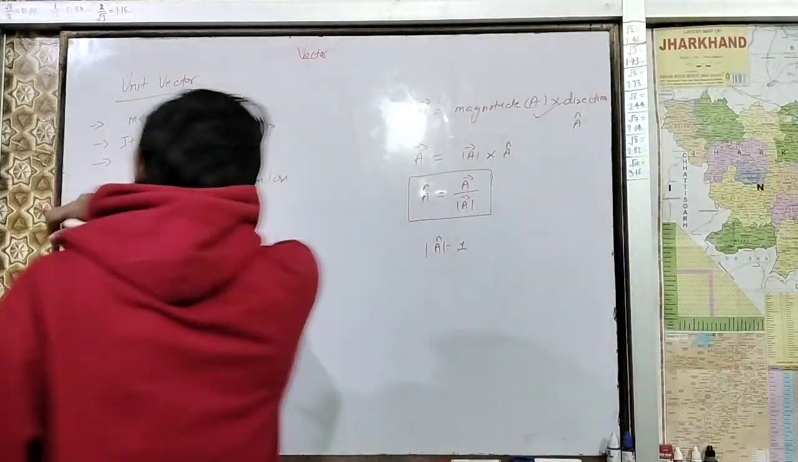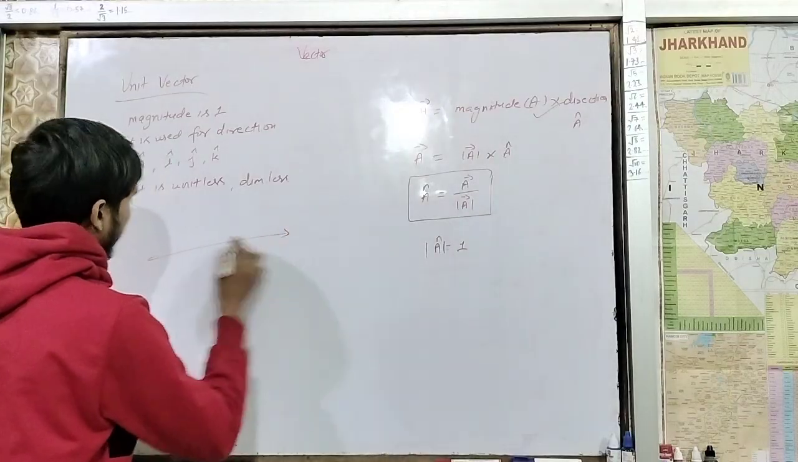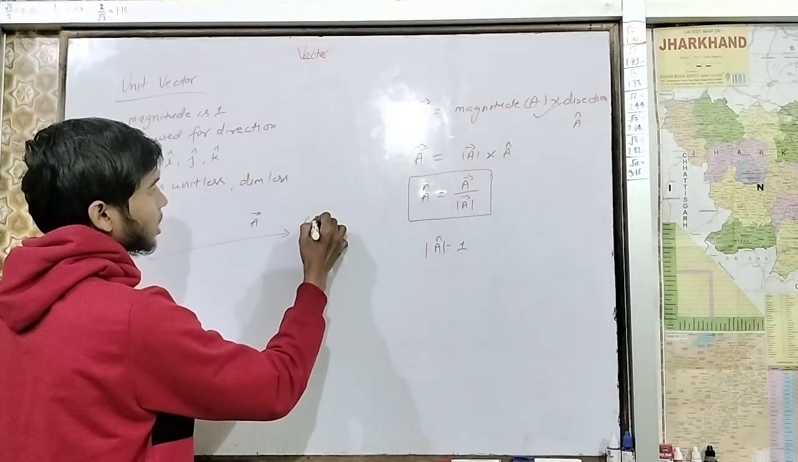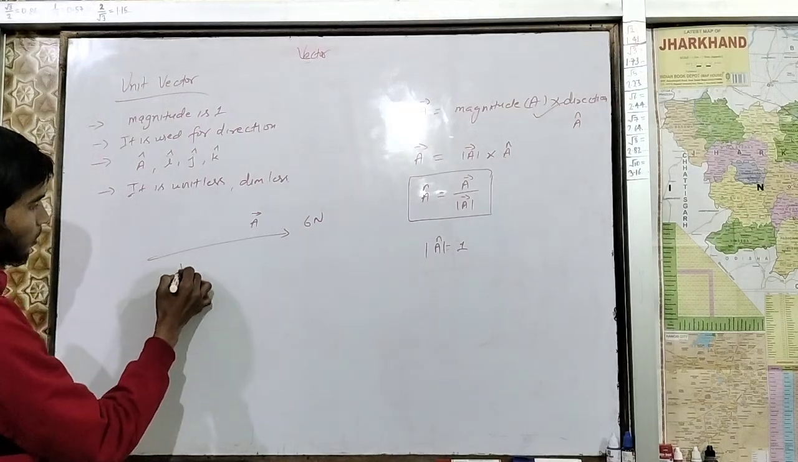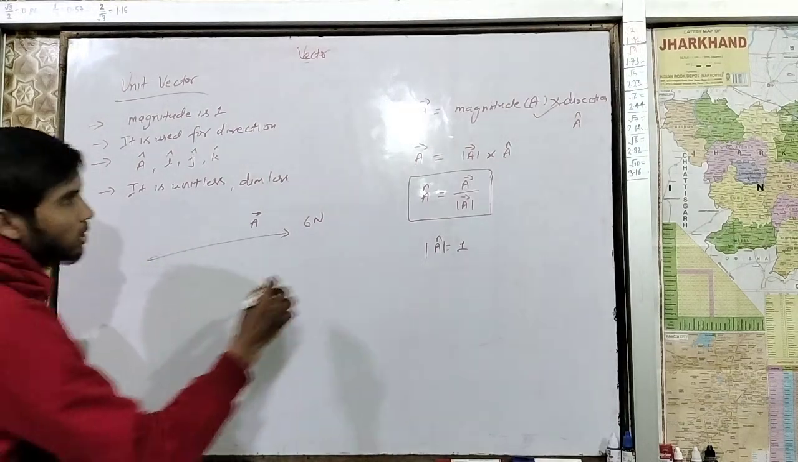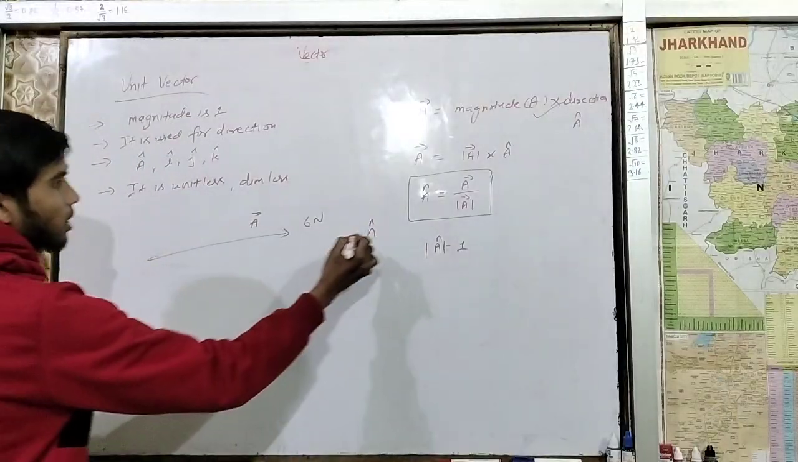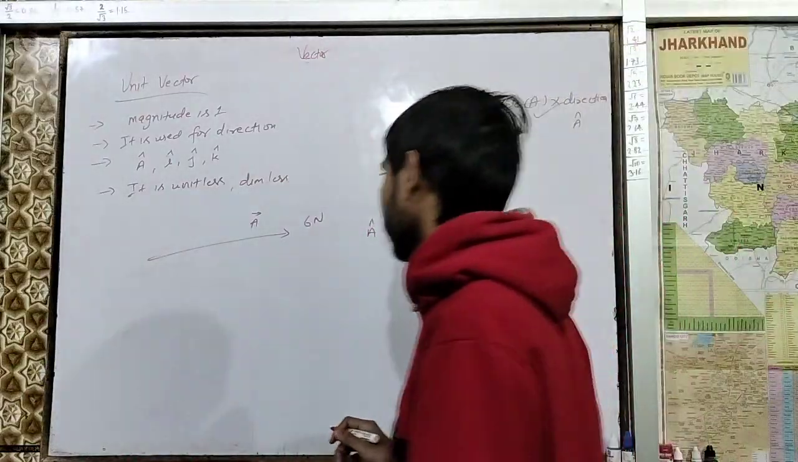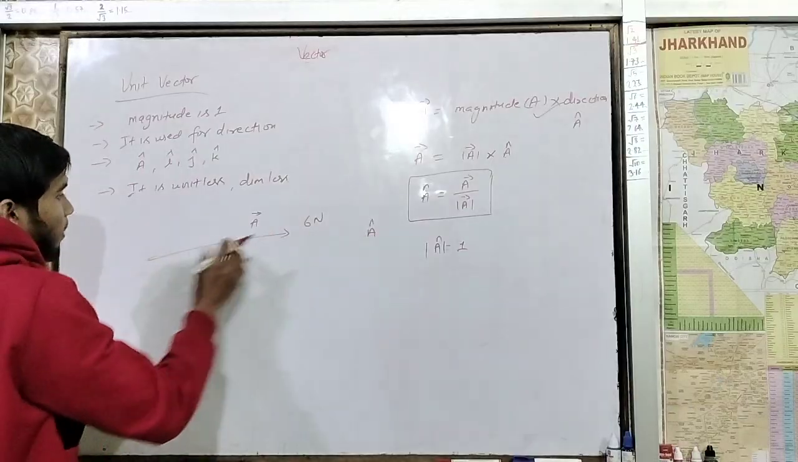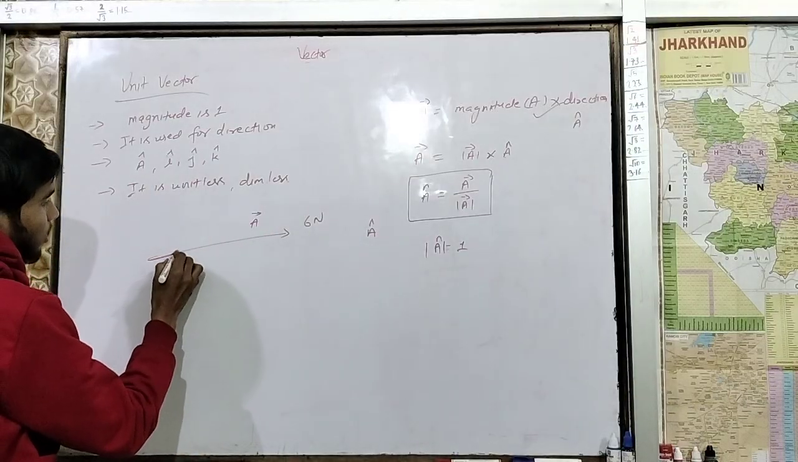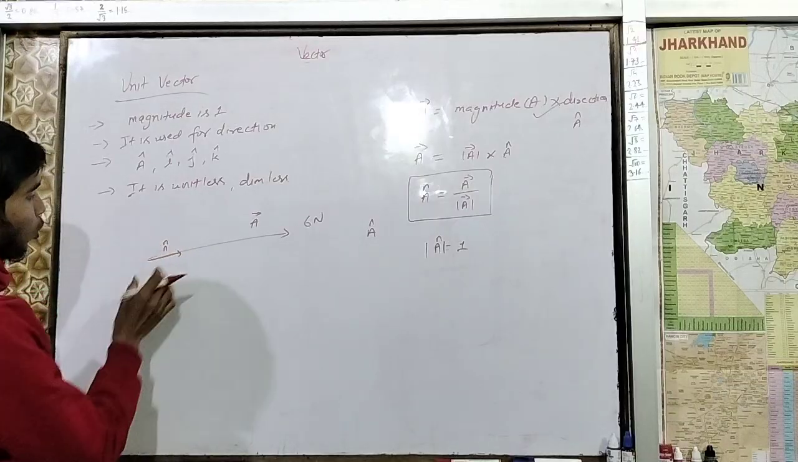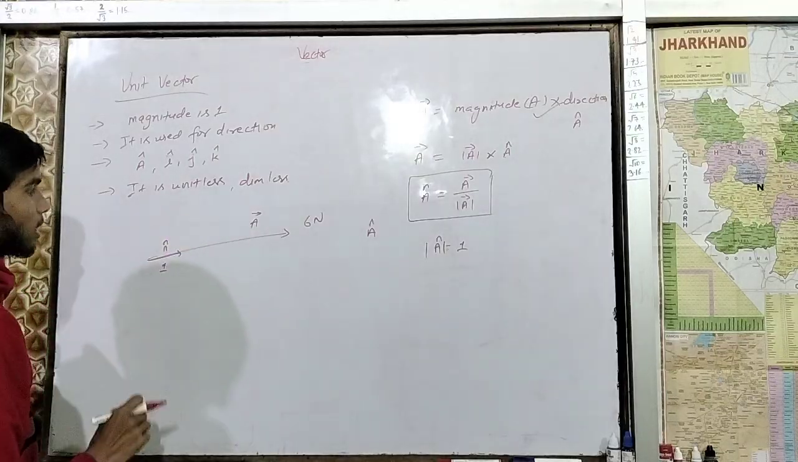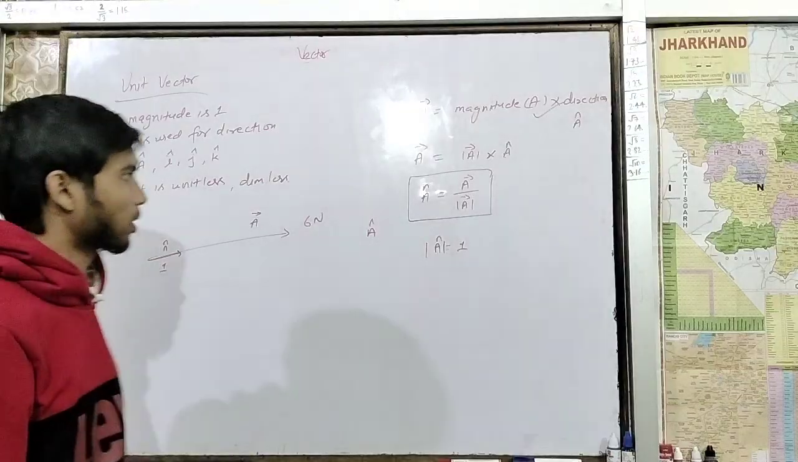Now look at it. We have a vector, this vector, A vector. Let's just say the magnitude of this vector is 6 Newton. So 1 Newton will be till here. So what is A cap? A cap is nothing but the unit vector along A vector. So over here this will come. This is A cap, whose magnitude is 1 and direction is along this vector. Okay.